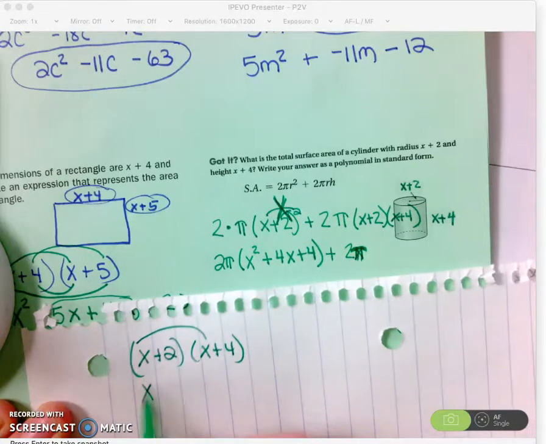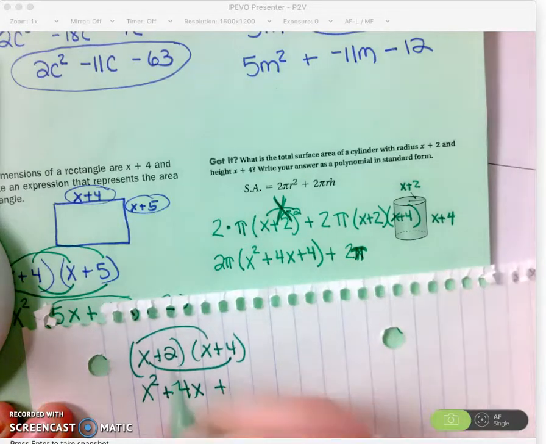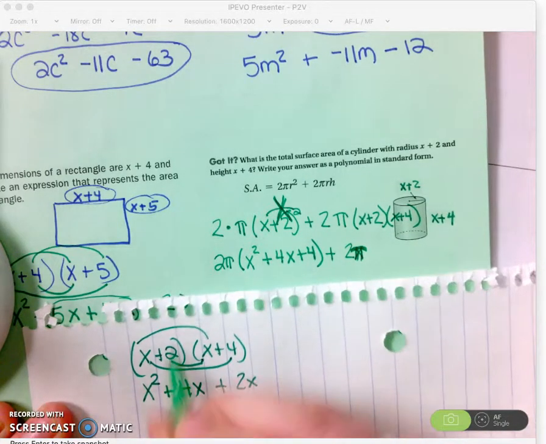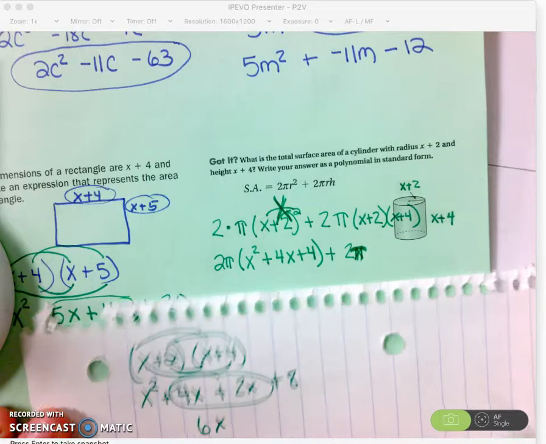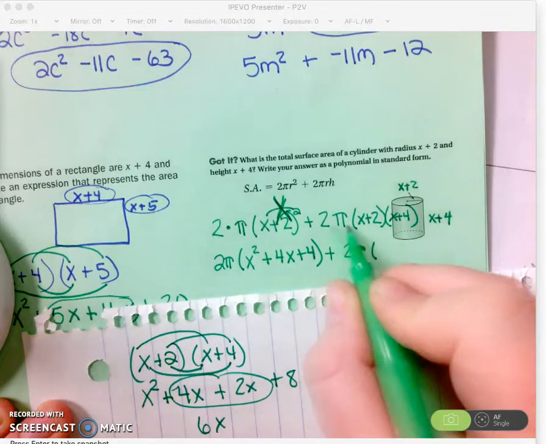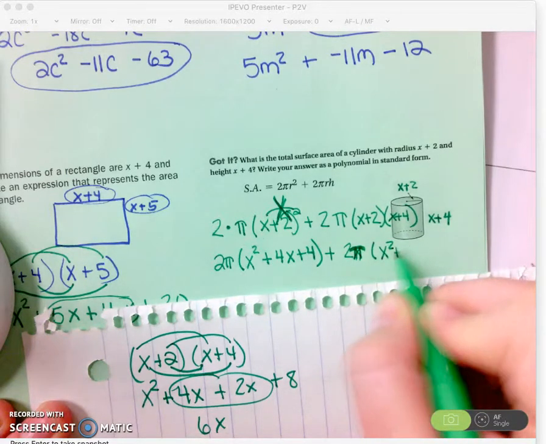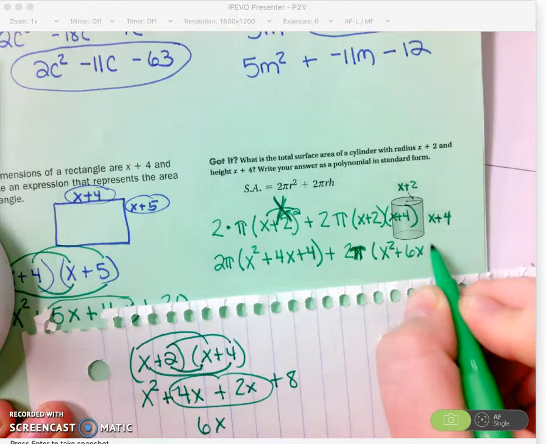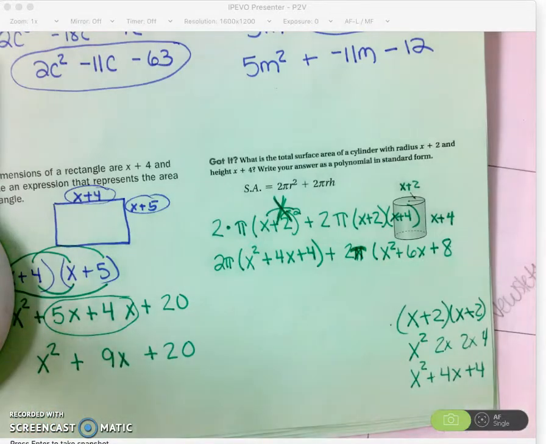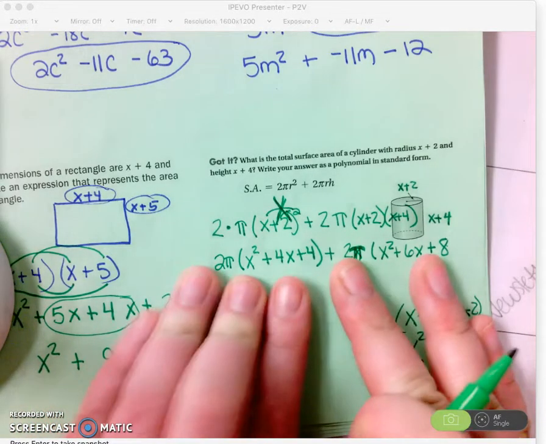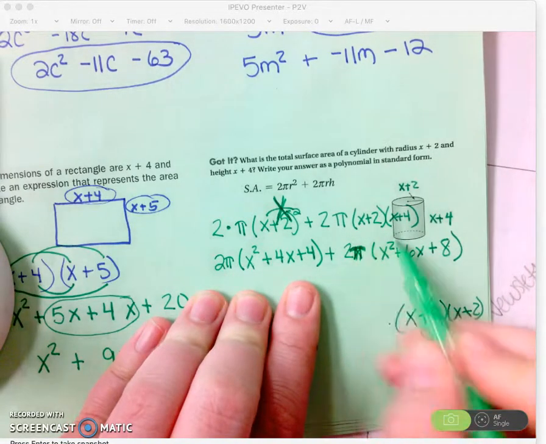So first, x squared, outside, 4x. Remember, there's always pluses between here, addition. Inside, 2x. Last is 8. I'm going to combine my like terms to get 6x. So this 2 pi is going to be multiplied by x squared plus 6x plus 8. Okay, again, order of operations. I can't add these two things together yet because I need to distribute this within here.